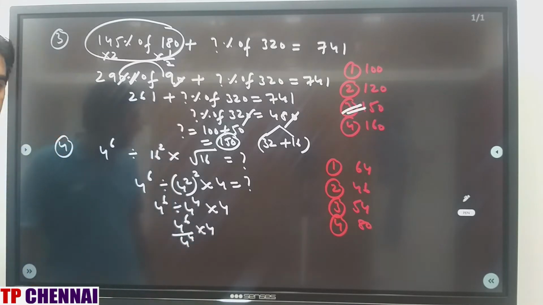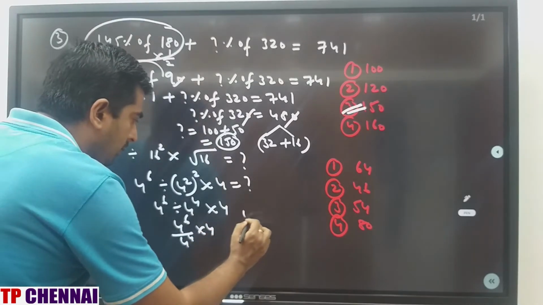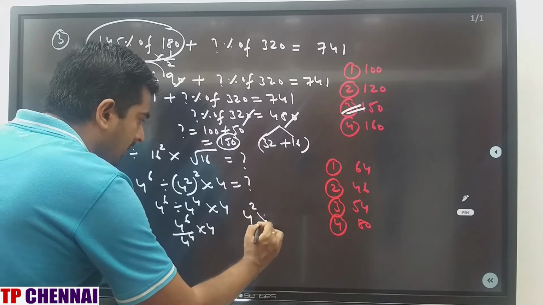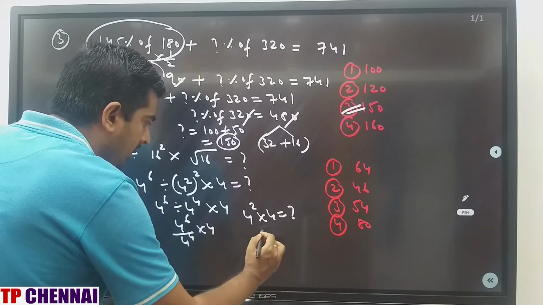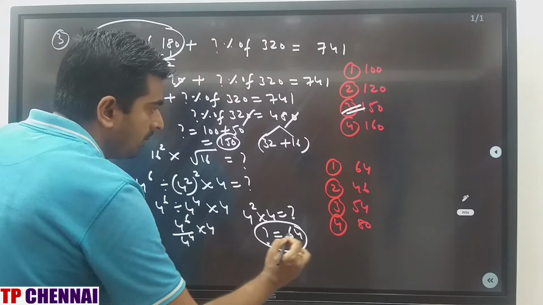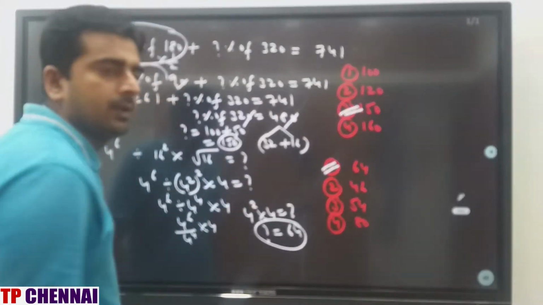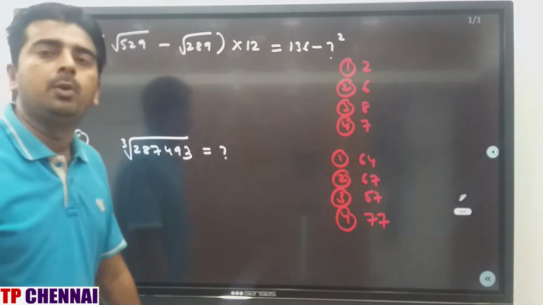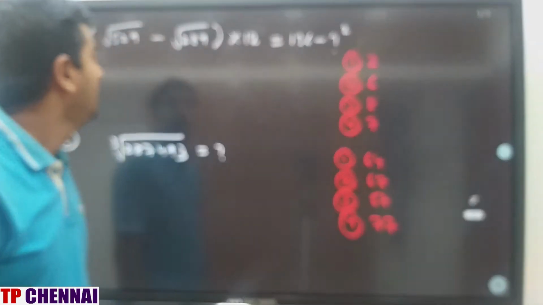So 4 power 6 divided by 4 power 4 into 4. X power m divided by x power n is x power m minus n. So 4 power 6 minus 4 is 2, into 4, is equal to question mark. Question mark is equal to 16 into 4, 64. My answer is first option. So I hope you are clear with the fourth one. Now we'll see the fifth one.